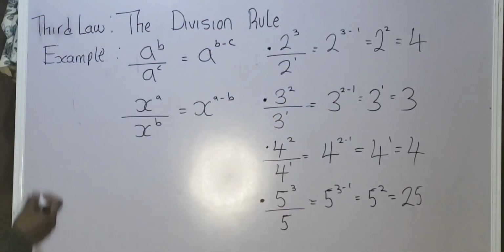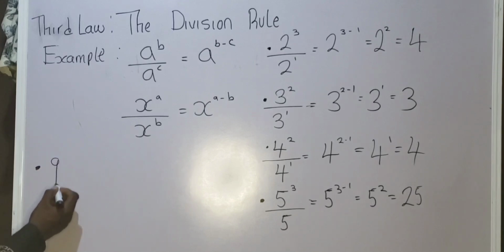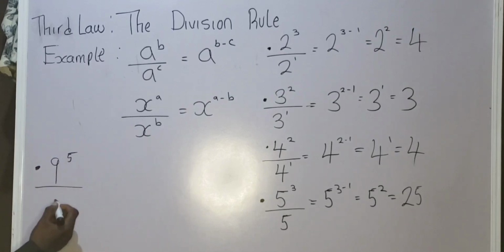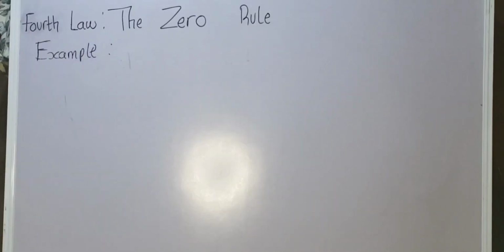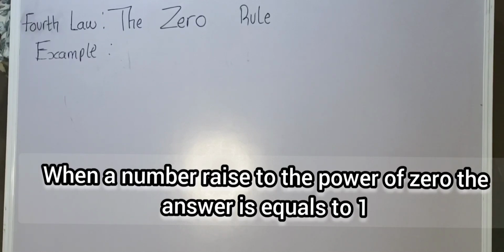Now I want to practice this. 9 raised to the power of 5 all over 9 raised to the power of 4. What's the answer? The fourth law of indices is the zero rule. The zero rule states that any number raised to the power of 0 is 1.